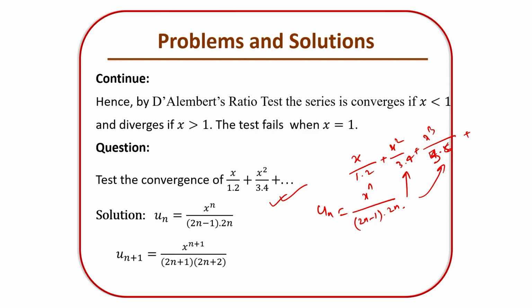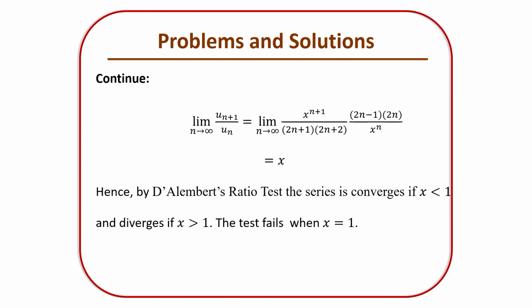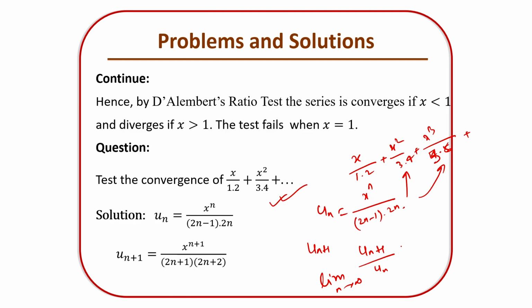Look at the second term, look at the third term. This is the same thing, right? So how to do this? So find out u_(n+1) and then take the ratio u_(n+1) divided by u_n and take the limit n tends to infinity. It will come out, do the calculations. I mean I can do the calculation for you if you need.